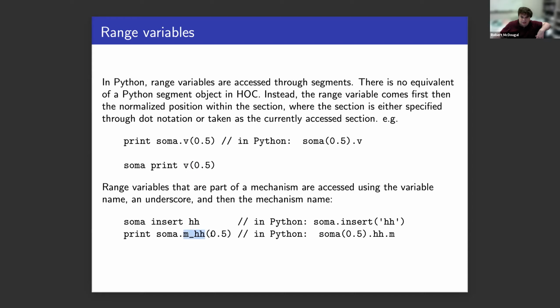The variable reference: in Python, you'd grab a mechanism and then you get the mechanism's value. In HOC, you'll see it in the reverse order. It's just the way it is. So if I want to know the value of the M variable that belongs to the HH mechanism, in Python we're just sort of scoping down, right? SOMA is the whole section, SOMA of 0.5 is the segment, SOMA of 0.5 Hodgkin-Huxley mechanism, and then the M gating variable with respect to that.